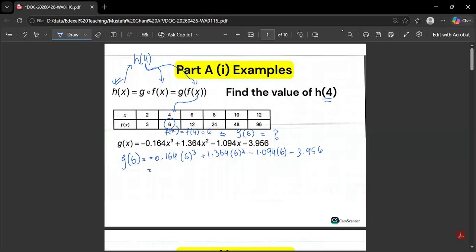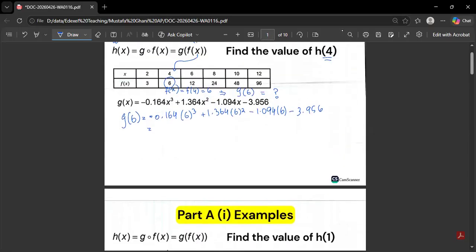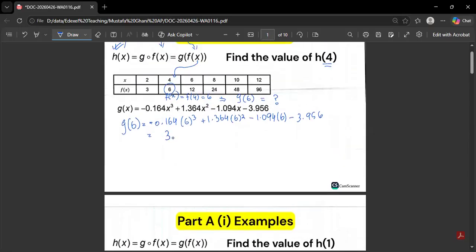Okay, do it again. 1.364 times 6 square, minus 1.094 times 6, and then minus 3.956. So 3.16 is the answer. Yes. 3.160 is the answer. Is this clear?